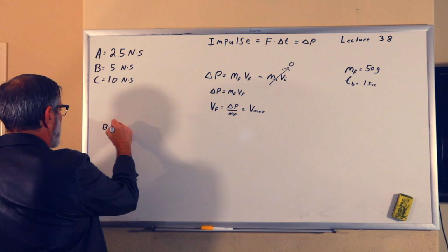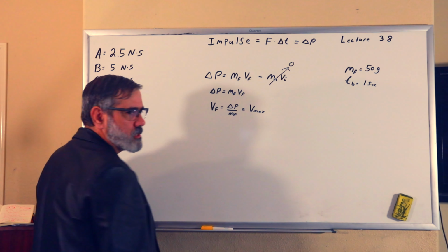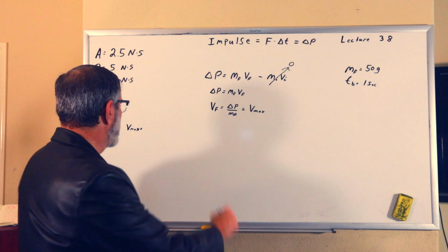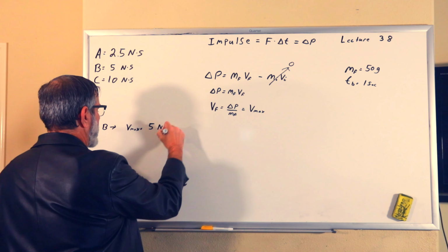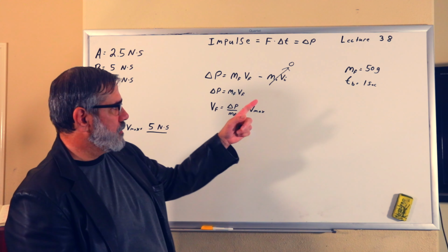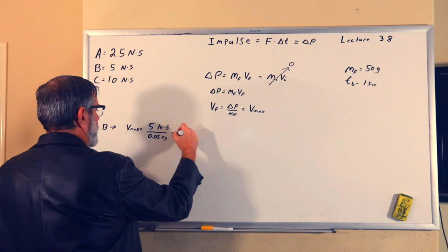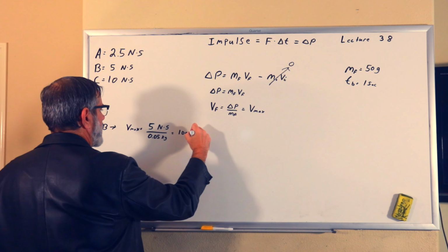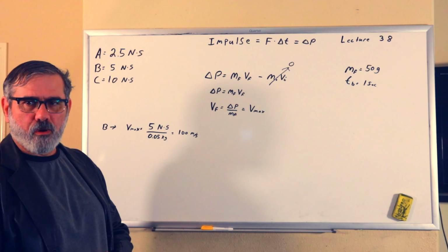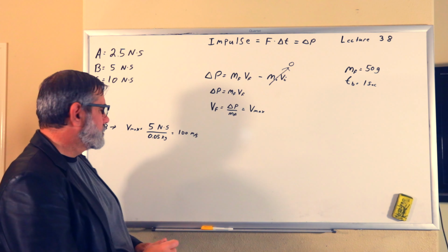So for a B motor, this V max is going to be equal to delta P, that's just the impulse. A B motor has an impulse of 5 Newton seconds. So that is 5 Newton seconds divided by the final mass, which is 50 grams, so that's 0.05 kilograms, and that is going to give us 100 meters per second. That's its final velocity, 100 meters per second. That's about 230 miles per hour. That's pretty quick, huh?